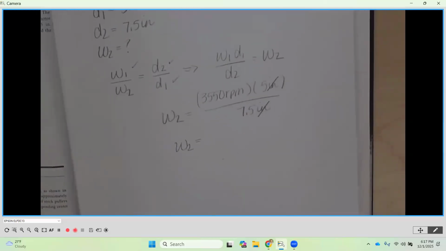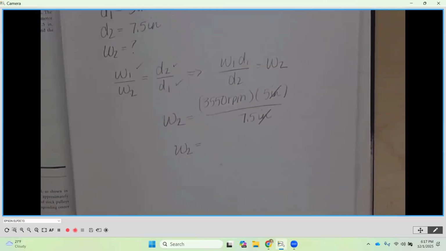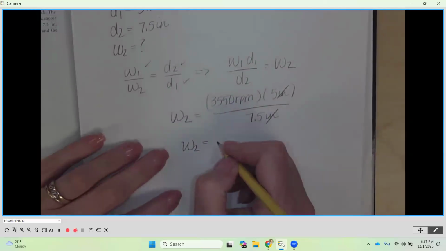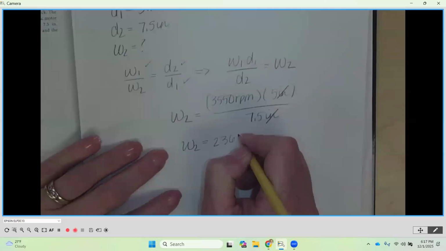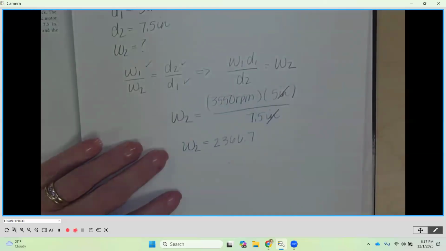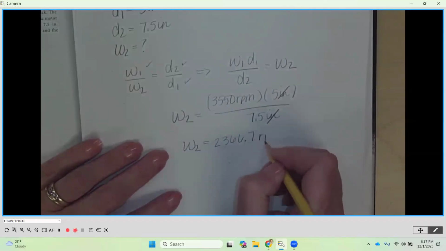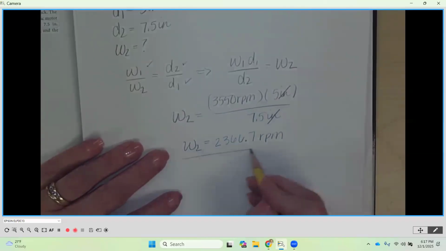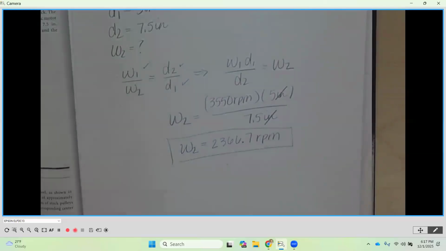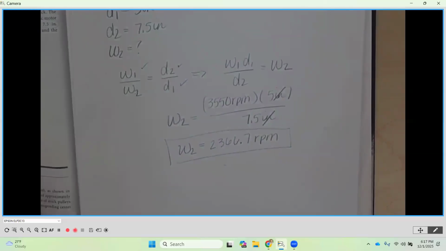Should all have our calculators out and plugging it in. 2000. 66.7, right? And that's going to be RPMs, right? So we'll put, and if we peek at our book, they got that same number. They got 2,300. They rounded to 67, but 66.7 is perfect. Okay, good. So that's going to be the operating speed of the compressor.